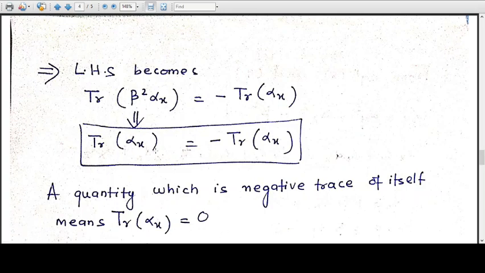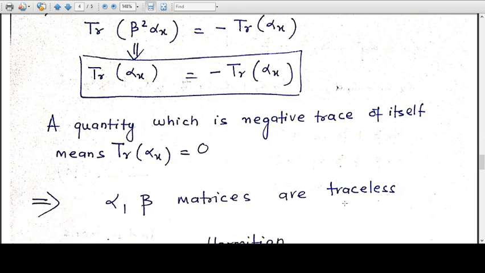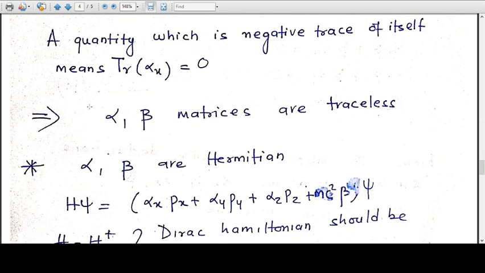This is not possible for a number, is it not? So what do we conclude? We conclude that these alpha beta matrices are traceless in nature. So alpha beta matrices are traceless. Now we have to also check whether they are Hermitian.